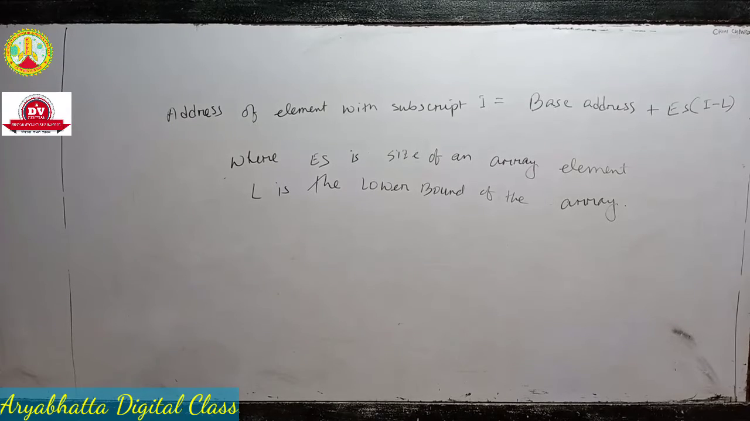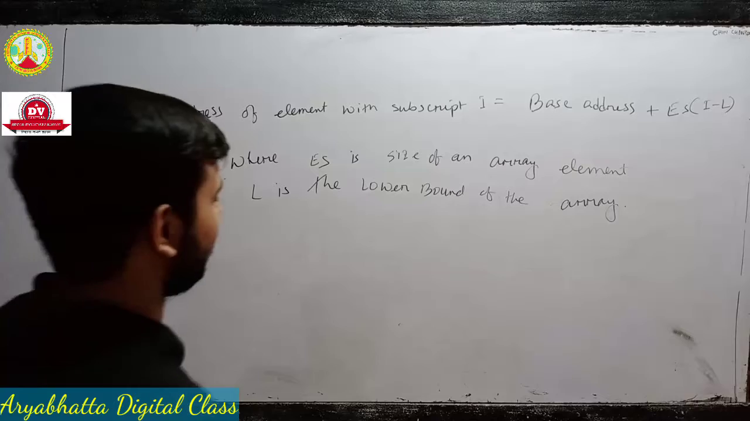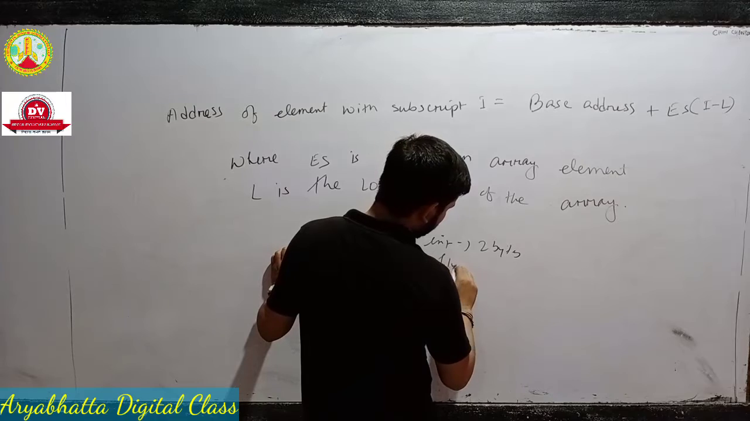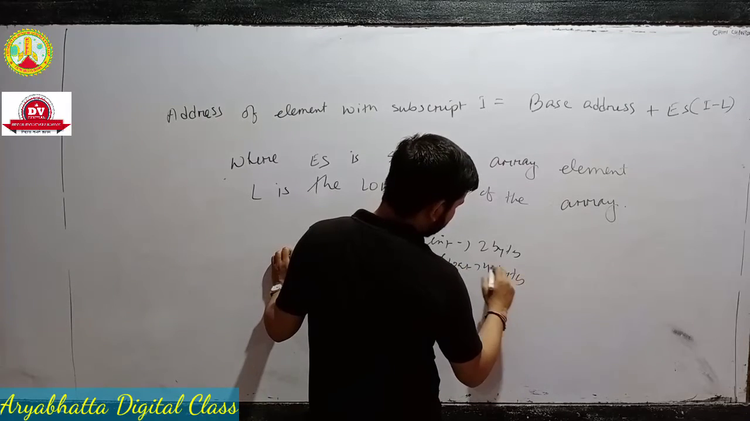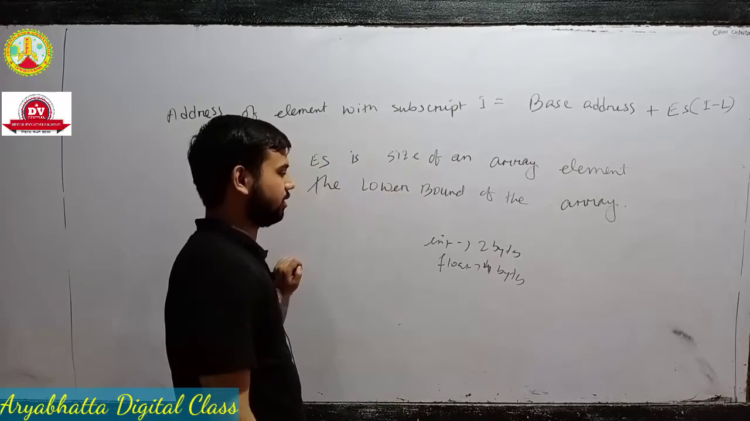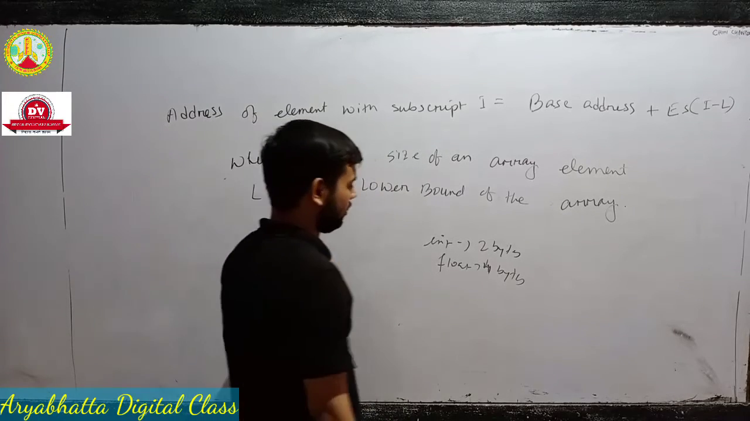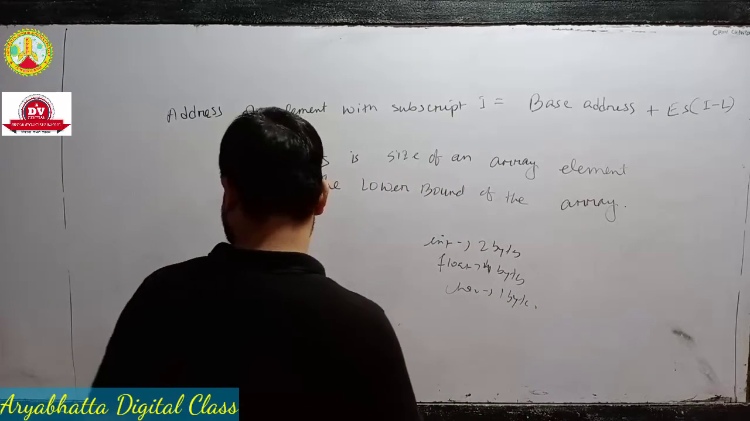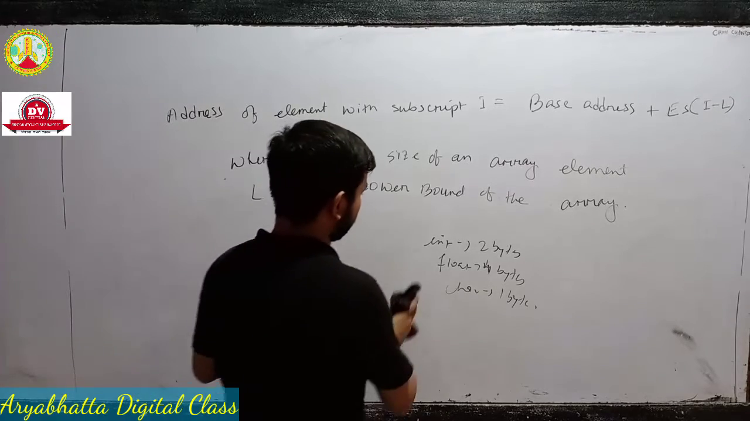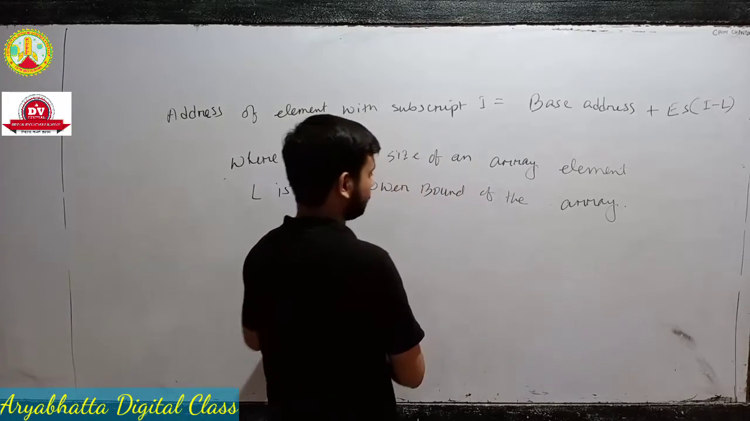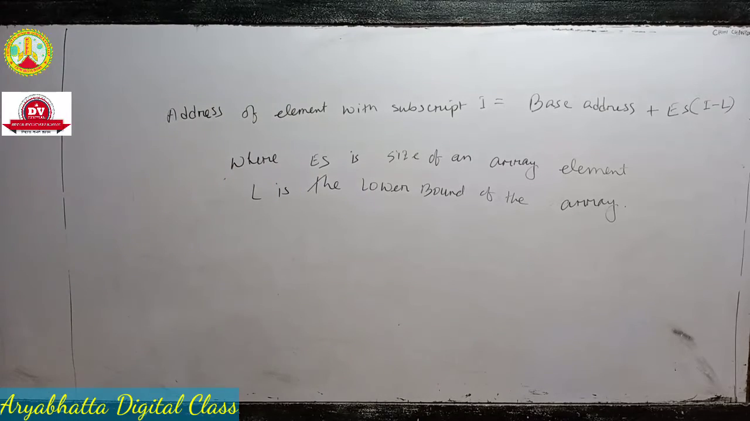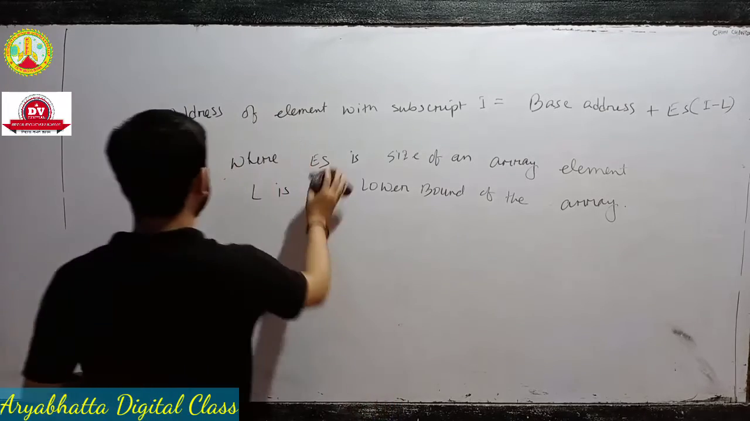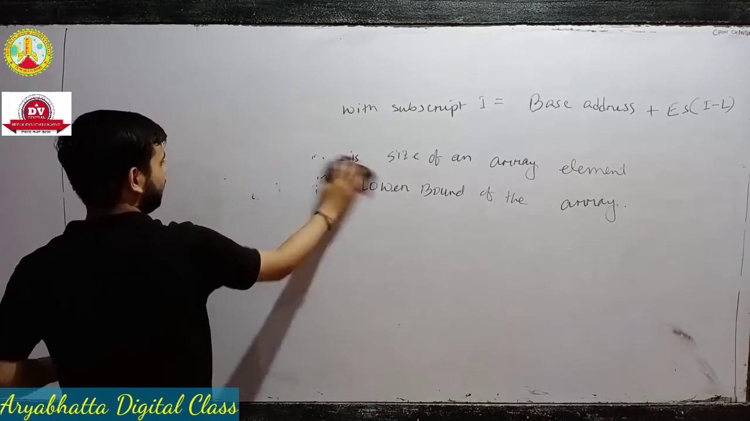It means we have to find the array element size. If it is an int integer element, the size will be 2 bytes. For float, the element size, I gave you the table in first year, the memory size of the element. For character it will be 1 byte. If you check the notes, you will find it. Okay, so we are done with this formula.